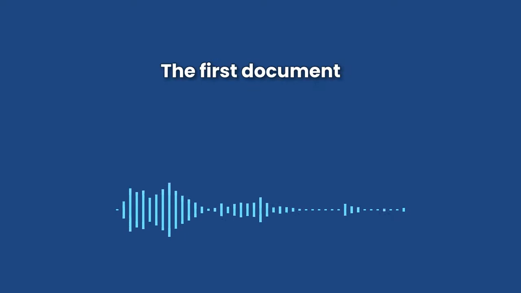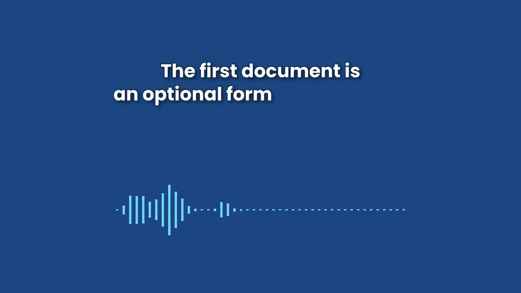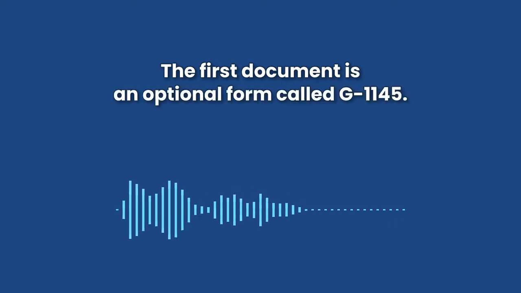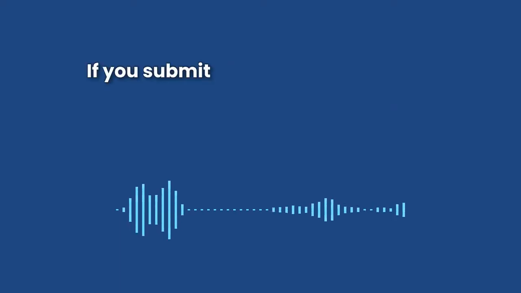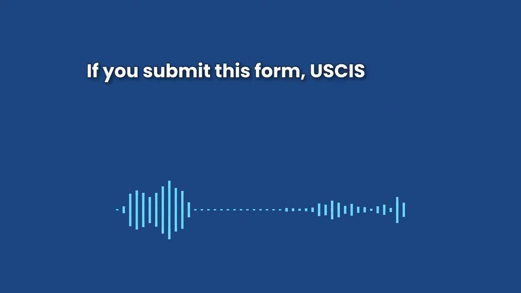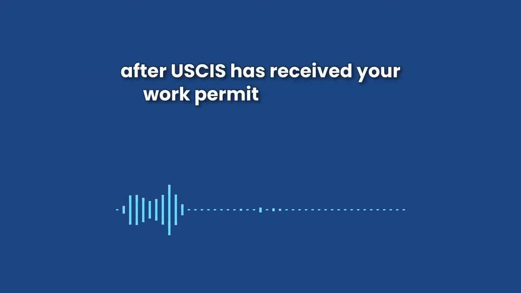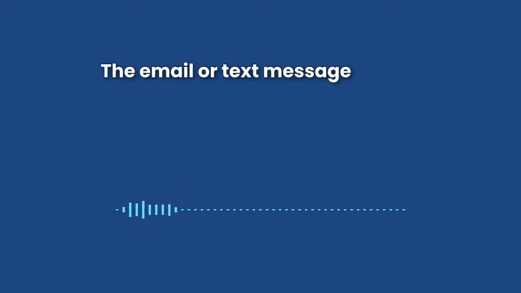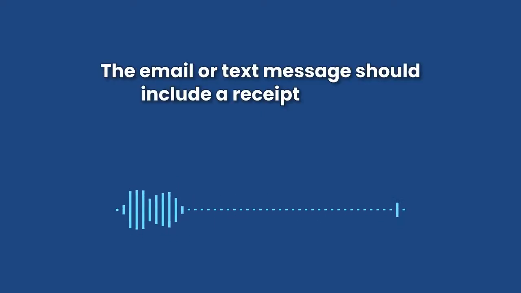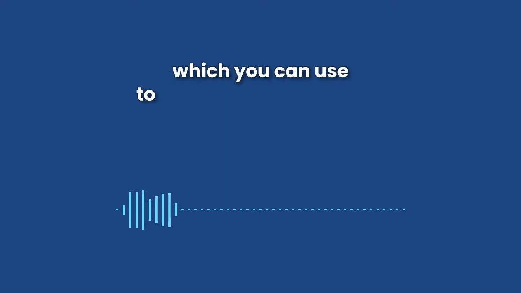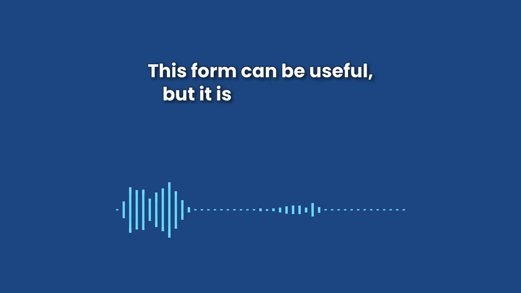The first document is an optional form called G1145. If you submit this form, USCIS should send you a text message or email after USCIS has received your work permit application. The email or text message should include a receipt number, which you can use to check your case status. This form can be useful, but it is not required.